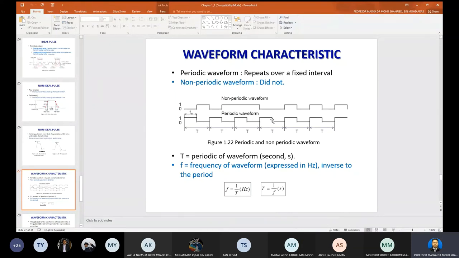This one, 0 0 0 0 1 1 1 1 0 0 0, and then also we can call the periodic waveform because it repeats over the fixed interval. The interval will be fixed.